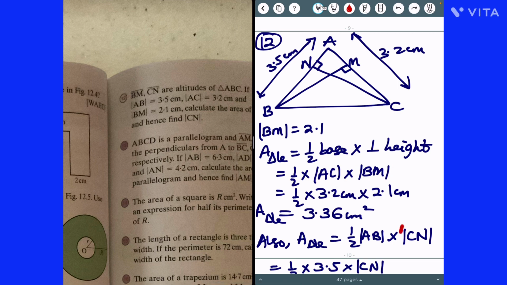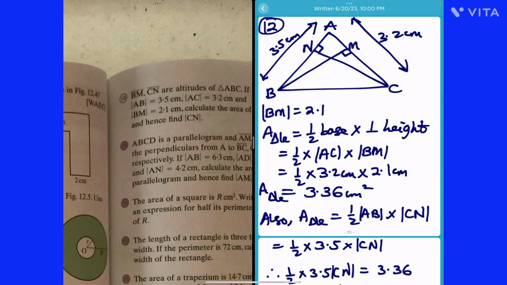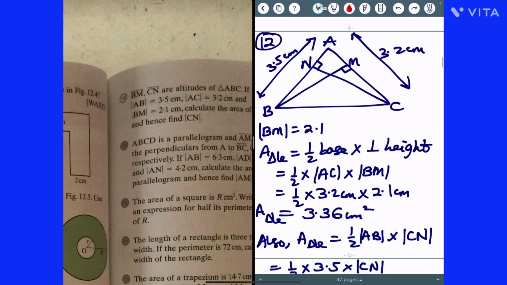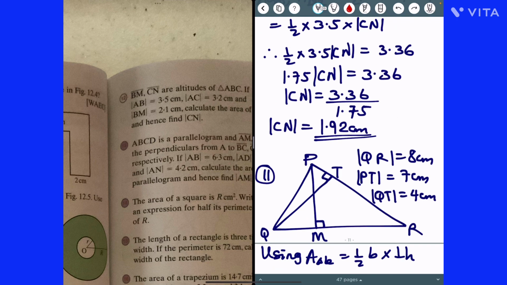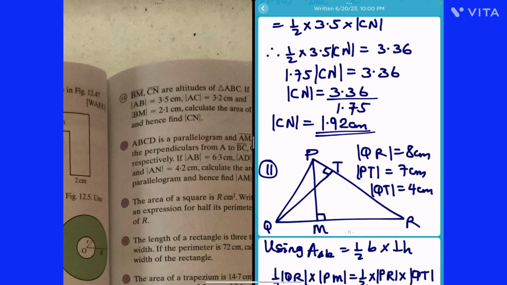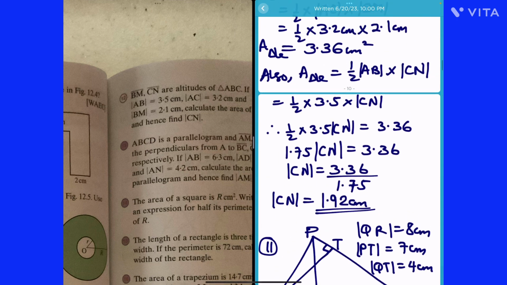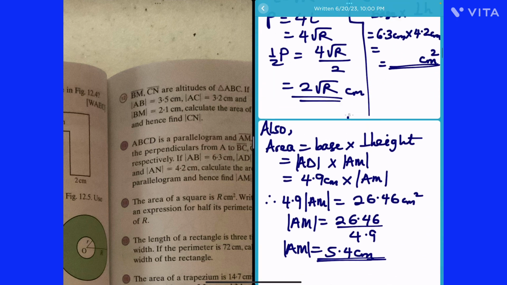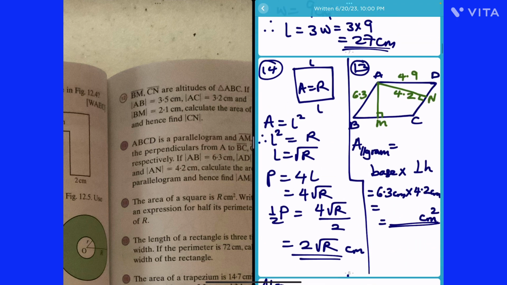If I also do half times AB times CN, I also get my area. So that tells me that half times 3.5 times CN is equal to 3.36, which is the area. Then I can do division to get my CN as 1.92 centimeters. That's question 12. Let's go to question 13.